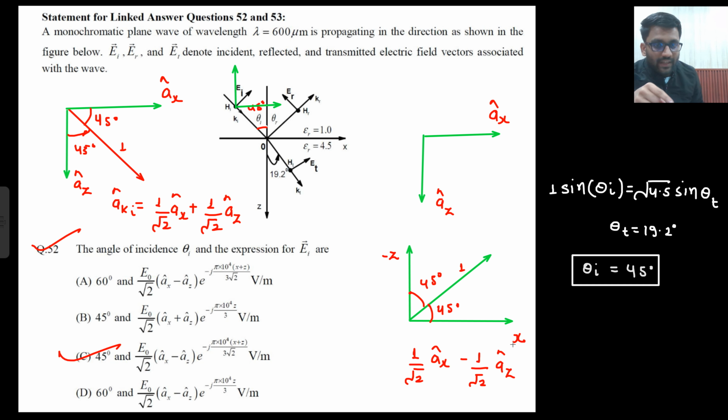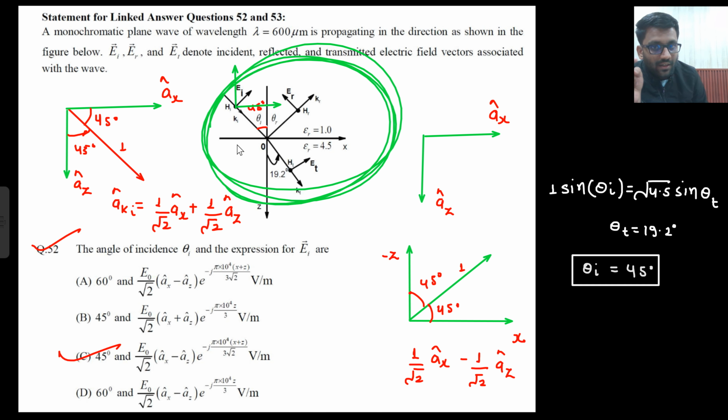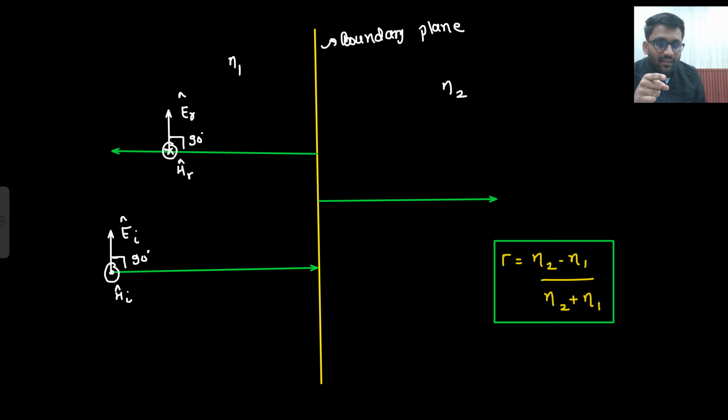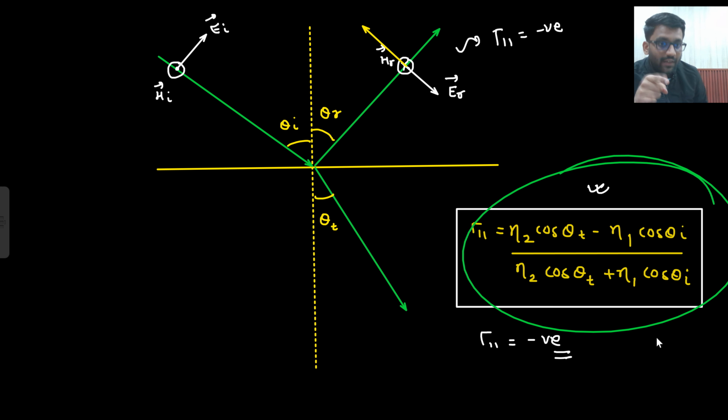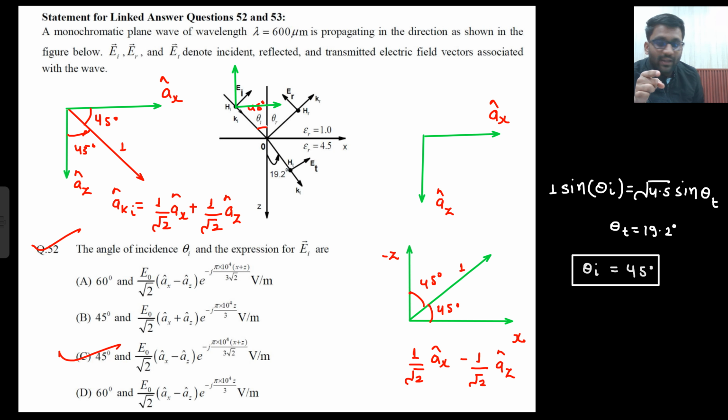Your formula is not derived with respect to this diagram. The formula that you are writing is derived with respect to this particular diagram, right? But in the examination, which kind of diagram have they made? They have shown this as the direction of the reflected electric field. So you cannot go by the diagram of the examination paper setter. They can make any direction.